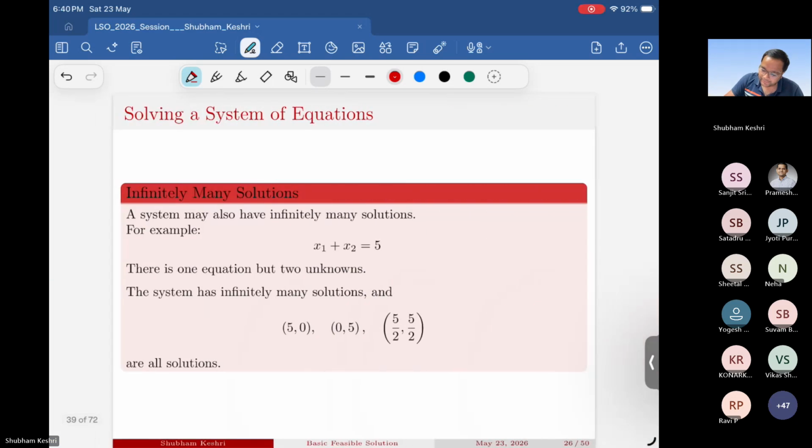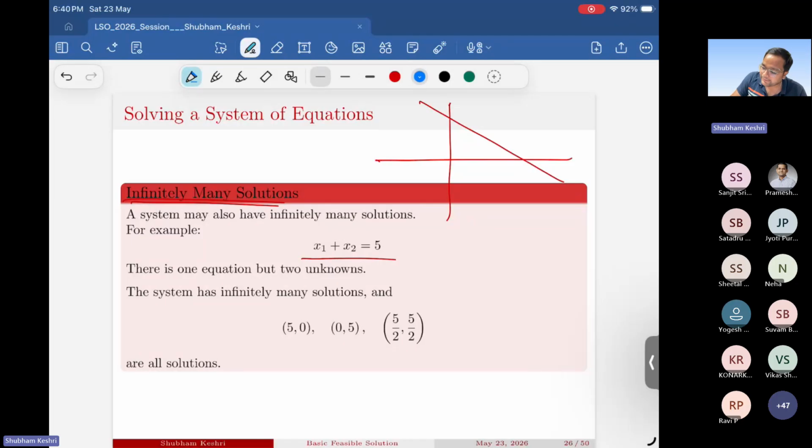Okay. The third case is you may have an infinite number of solutions. I have given one example. This is a line. Suppose this is your graph and you draw this line like this. Any point on this line satisfies the equation, so you can have infinite solutions. Okay, so (5, 0), (0, 5), (5/2, 5/2), and any point outside as well. Negative points are also solutions now because you have just one equation. So this point is also a solution, this point is also a solution, this point is also a solution. You have infinitely many solutions.